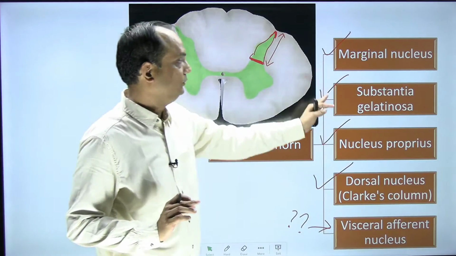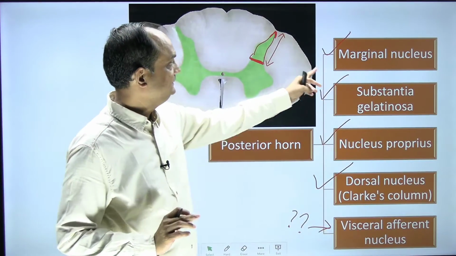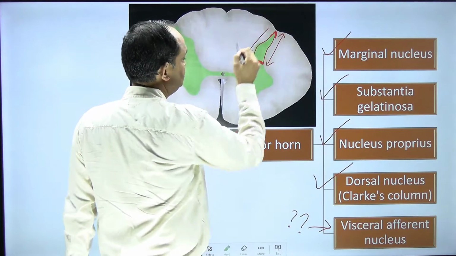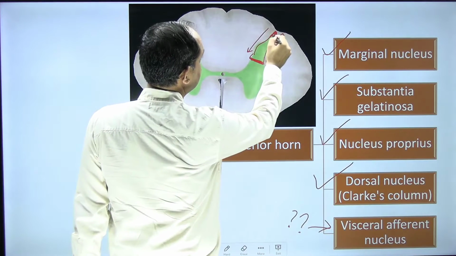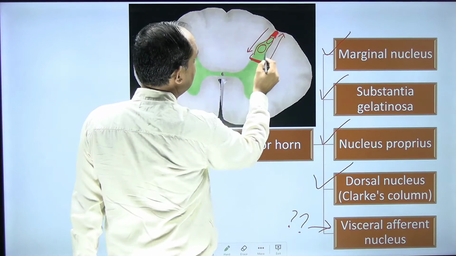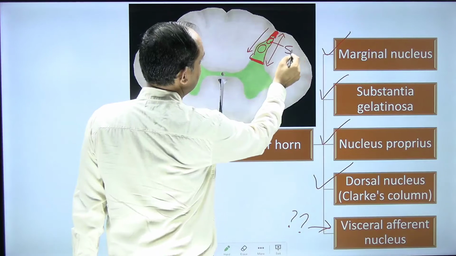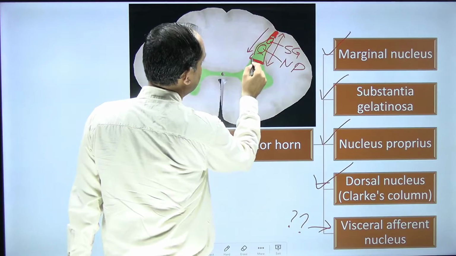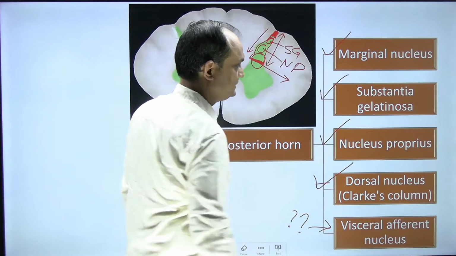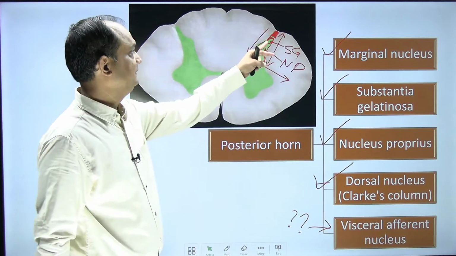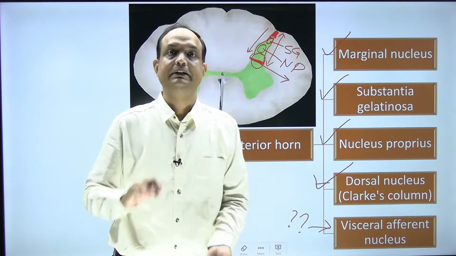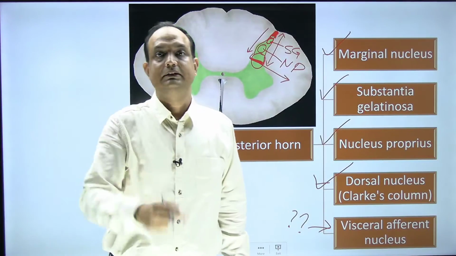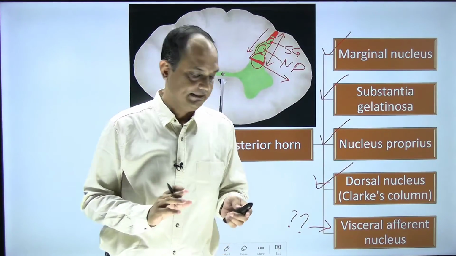Again, keep in mind the order of these nuclei from dorsal to ventral, or posterior to anterior: the marginal or supramarginal nucleus, then the substantia gelatinosa, then the nucleus proprius, and then Clark's column, or you can say the dorsal nucleus. Clear? You also have to keep in mind that some of the nuclei are present in specific parts of the spinal cord, and some are present in the entire cord of the spinal grey matter.